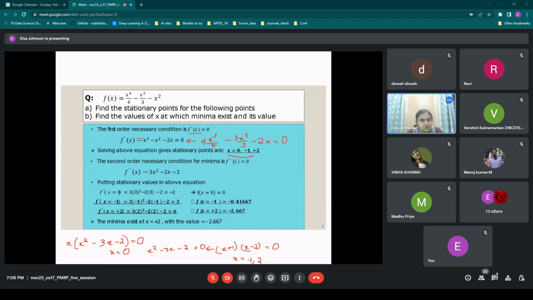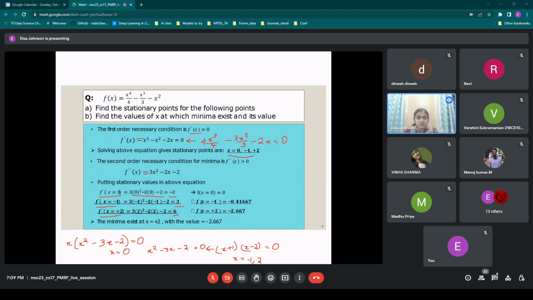Now what you have to do? Then we have to find the second derivative also. F double dash of x, taking the double derivative of this equation, will come like 3x square minus 2x minus 2. Now you have to substitute each of these values: f double dash at x equal to 0, at x equal to minus 1, and x equal to plus 2. The steps are written there. The first one will give minus 2, next one 3 and 6.